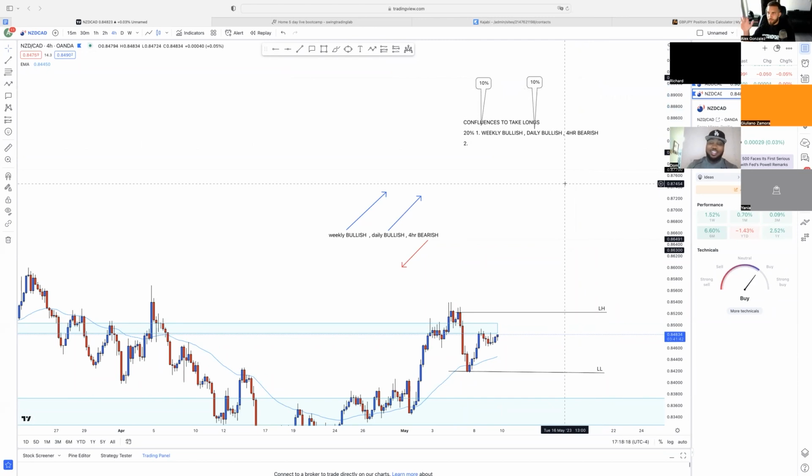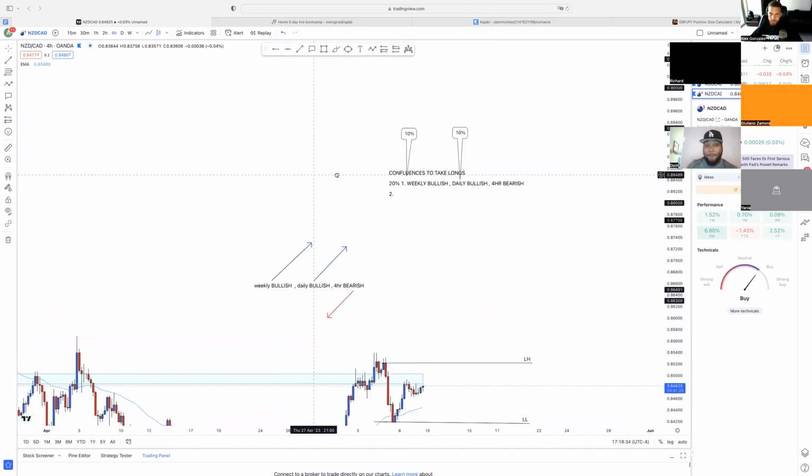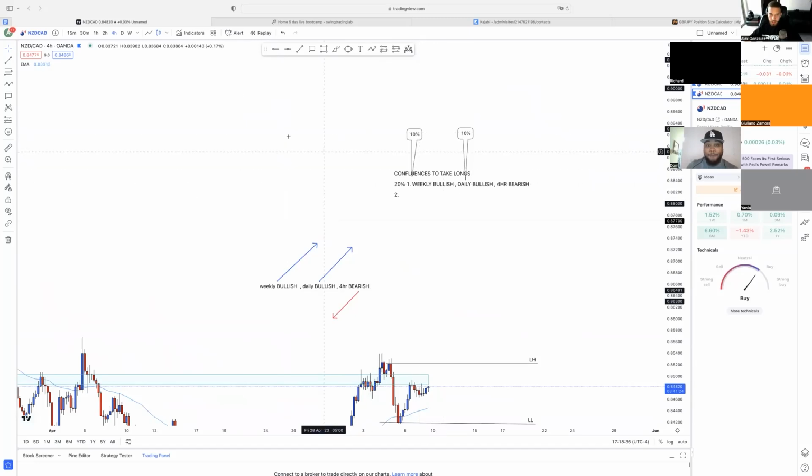Simple, right? This is why swing trading, you win more, because you have more time frames in sync. This is super simple, guys. Like I'm telling you, this is just baby steps. We're working our way up. Okay, so let me just delete this.